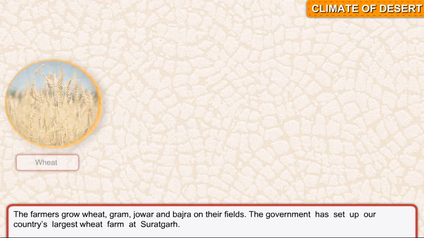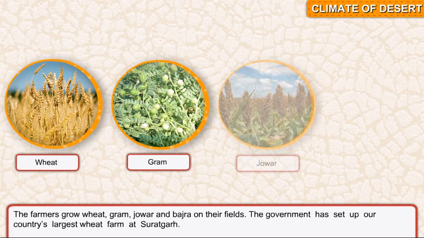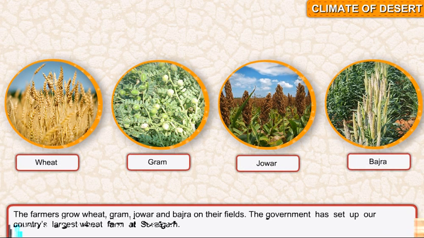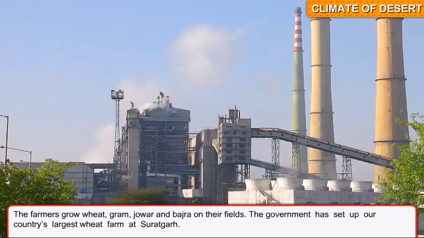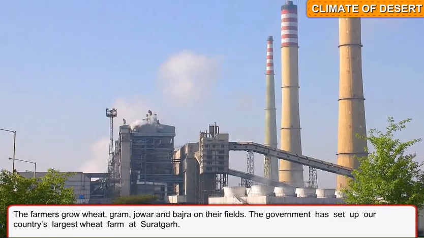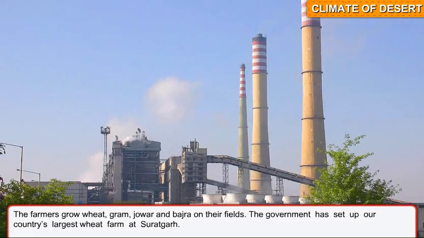The farmers grow wheat, gram, jowar, and bajra on their fields. The government has set up our country's largest wheat farm at Suratgarh.